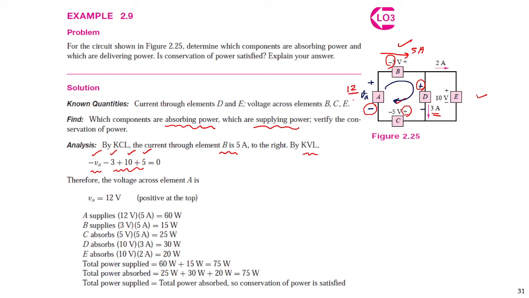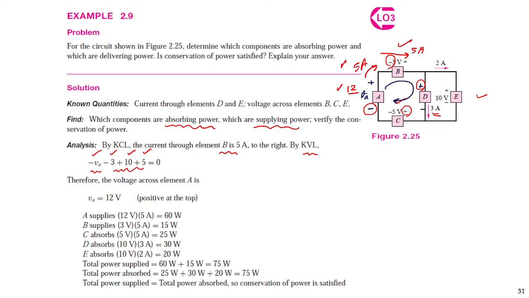Now let's see which elements are supplying power and which elements are absorbing power. So for element A, the current flows here at 5 amp and the voltage is in this polarity. We can see that A is supplying power.